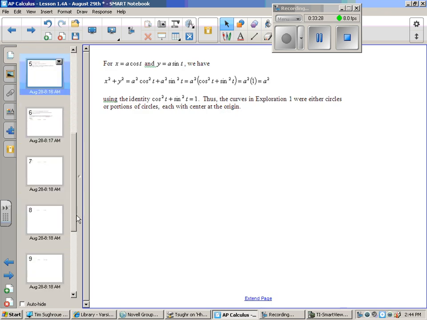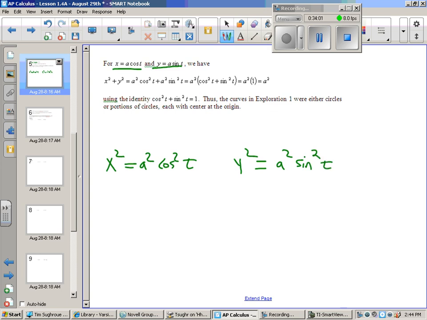Okay, let's take a look at some examples here. This says, for x equals a cosine of t and y equals a sine of t, we get the following situation. This is really, really important that you can do this. This is how we're going to confirm this. If we take this and square both sides, you get x squared equals a squared cosine squared of t. If you take the y equation and square both sides, you get y squared equals a squared sine squared of t. That's what it's going to look like.